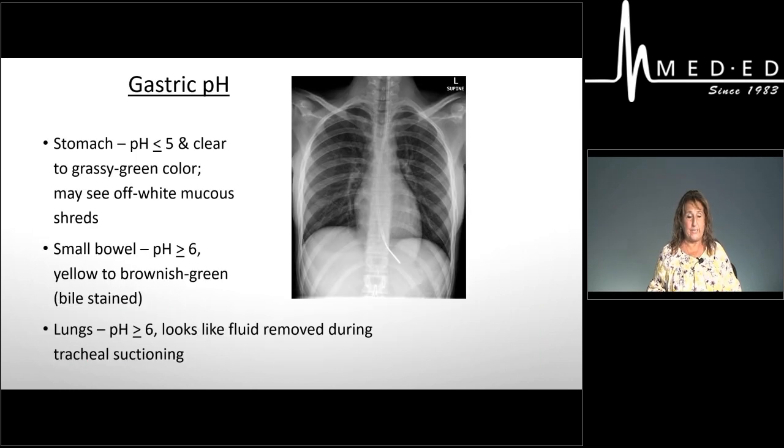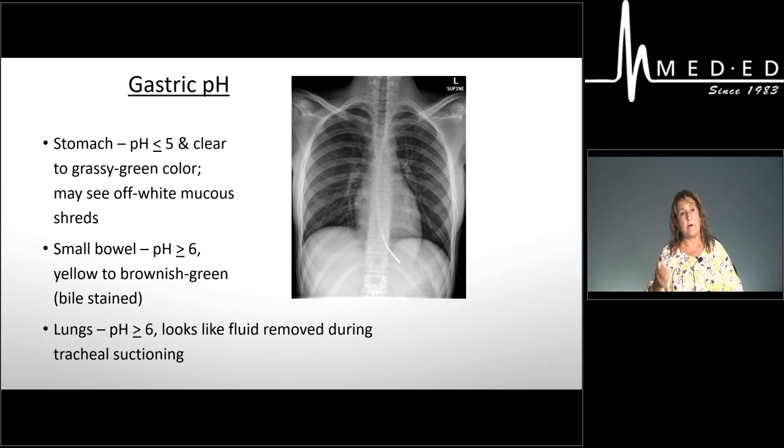For gastric pH, which is actually the standard of care, and I know that a lot of facilities do not do that, it's a very simple technique where you just take a little bit of aspirate and you measure the pH of it. And you can look at the color of the aspirate as well. If it's in the stomach, then it's going to be less than or equal to 5, or more acidic, and it's going to be more of a clear to grassy green color.